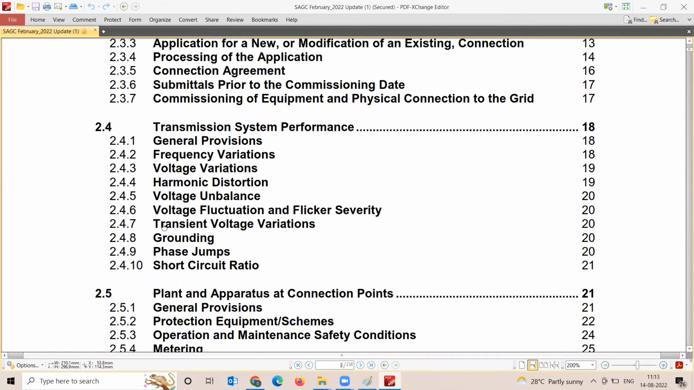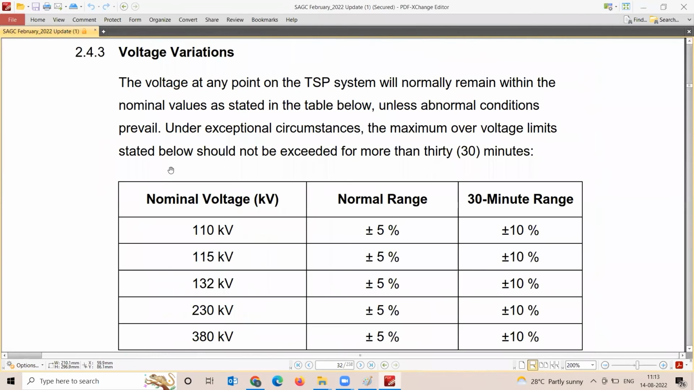So what are transient voltage variations? These are all things we really need to look at, and what voltage variations are allowed, and your equipment should be capable of withstanding those voltage variations. Necessarily, your equipment should not cause these variations. They should not be the root cause of these variations, right?